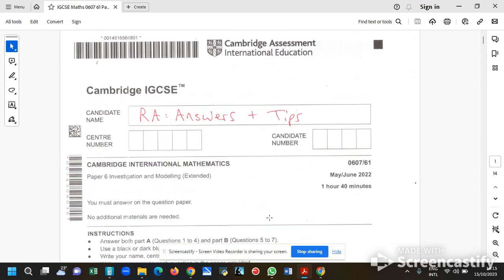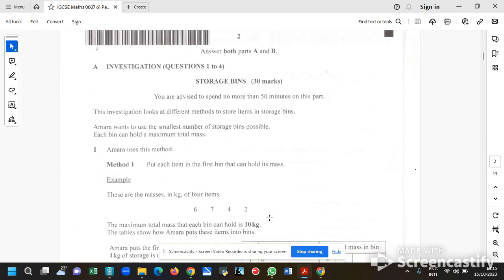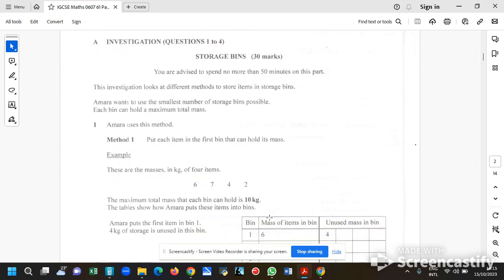Hello everybody, this is going to be a talk through the May-June paper 6. This one's got two parts, A and B, remember, and what I'm trying to do is to give you some tips about the approaches that you can take to these kinds of questions.